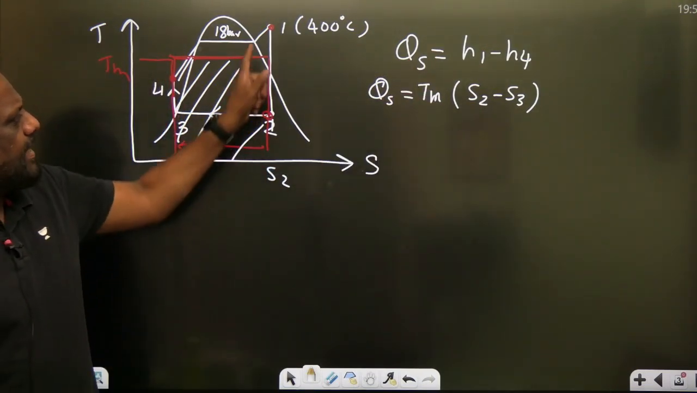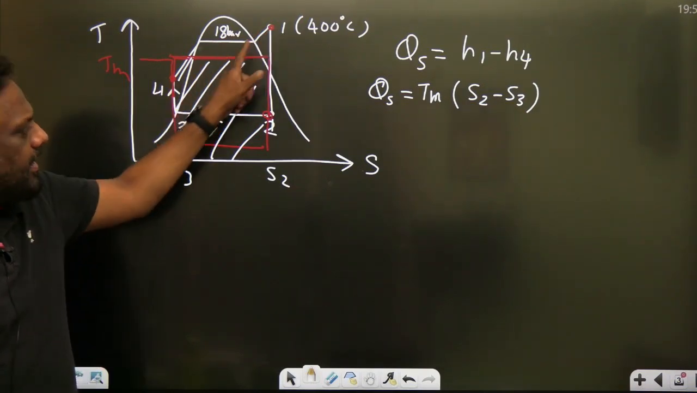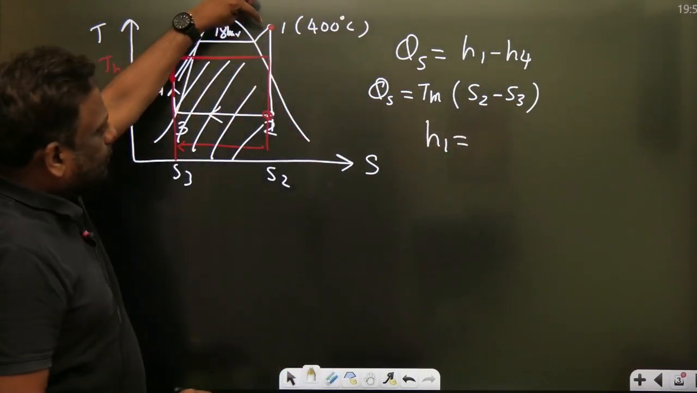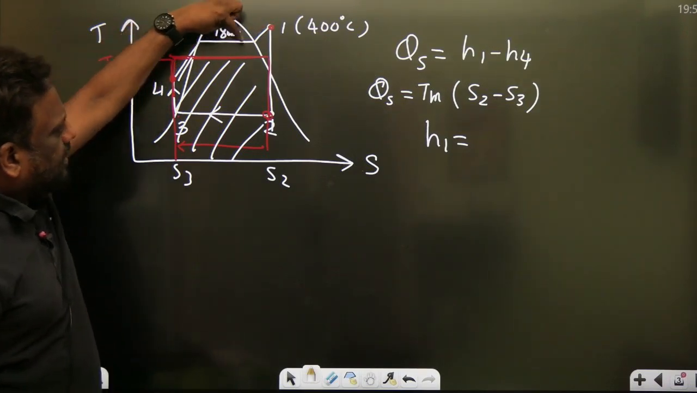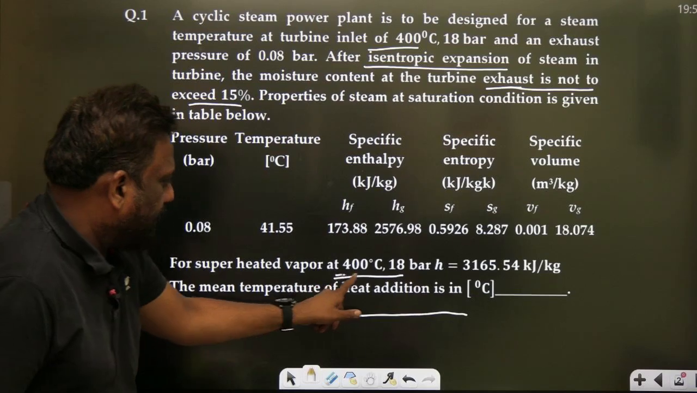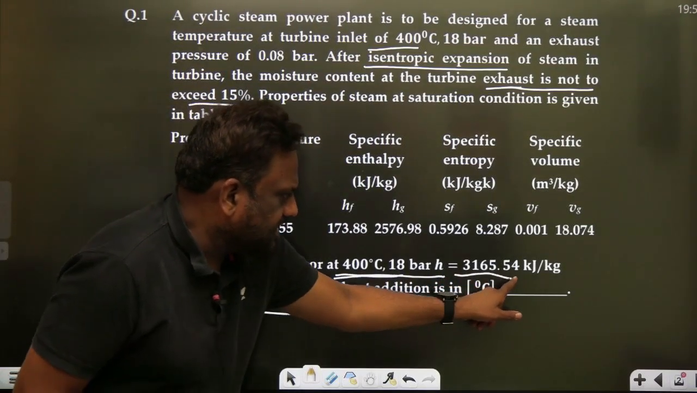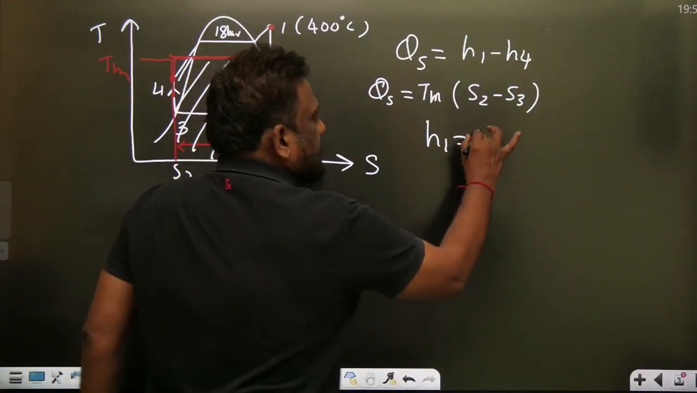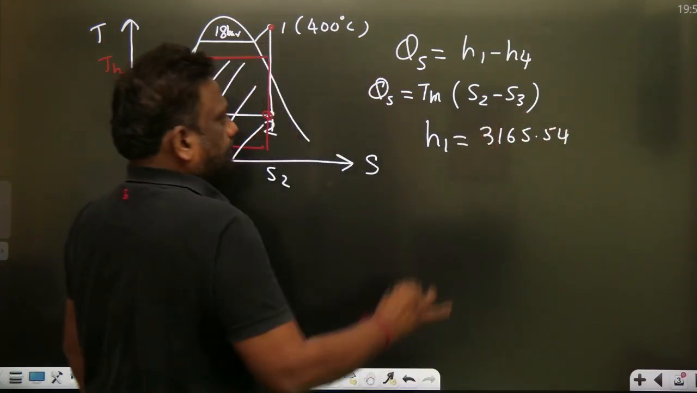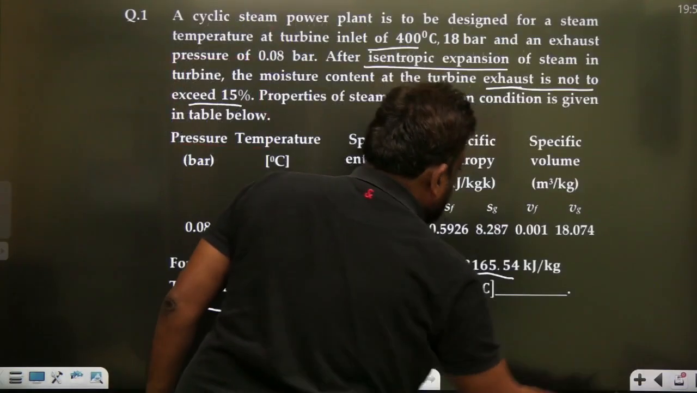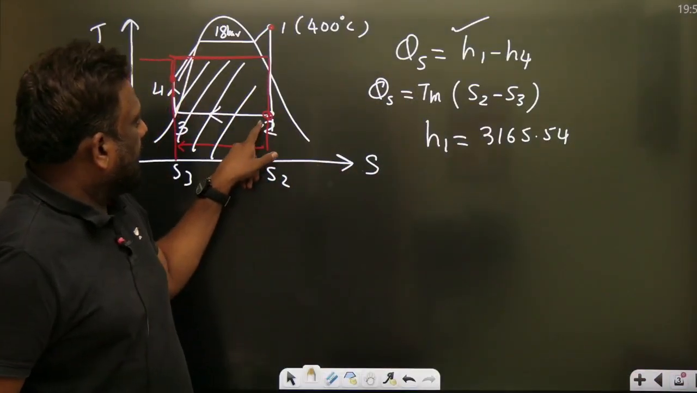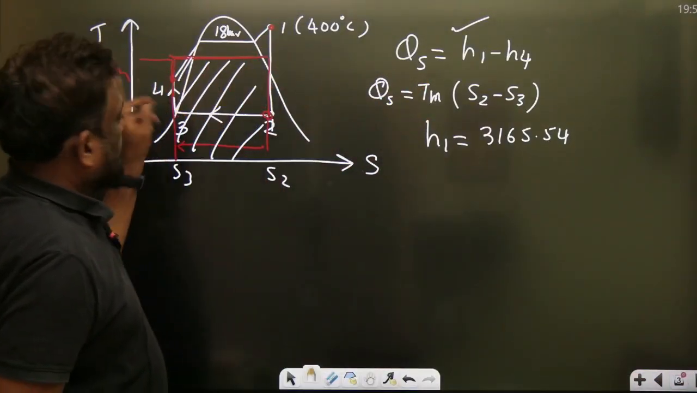There is no problem in calculating H1. Already H1 is given in the problem. It is the enthalpy at the inlet to the turbine, and the inlet conditions to the turbine are 18 bar and 400 degrees centigrade. If you see 18 bar and 400 degrees, the enthalpy is 3165.54, of course, kilojoule per kg, no problem. Now we need to calculate H4. My dear students, I have to calculate H4. How do I calculate? Where is that? H1 minus H4.